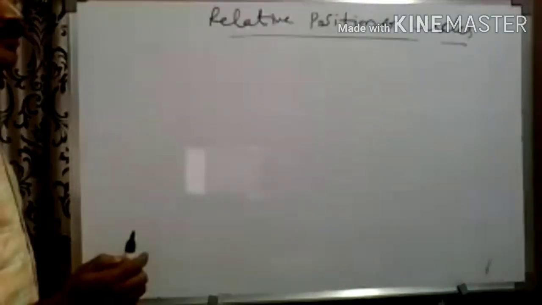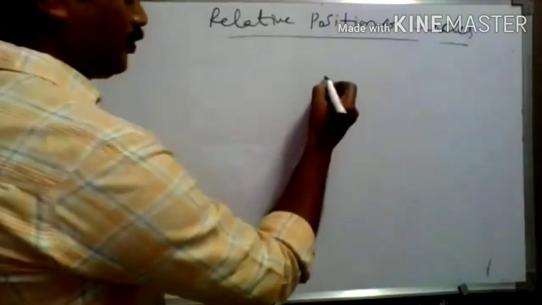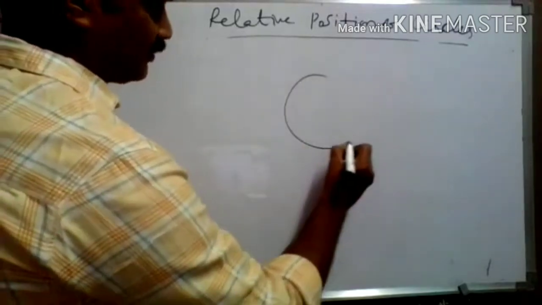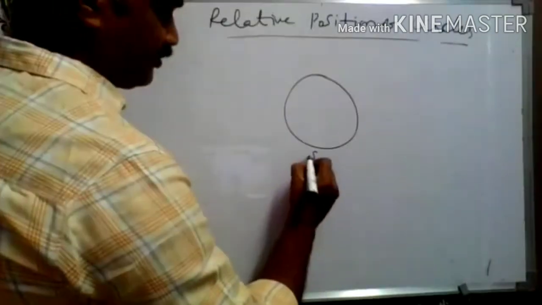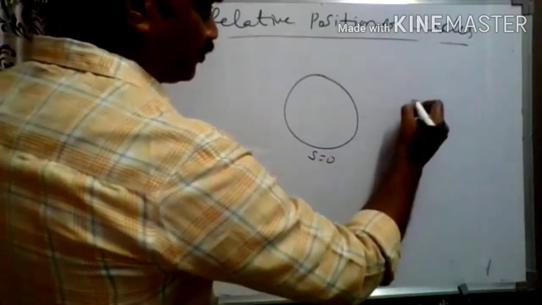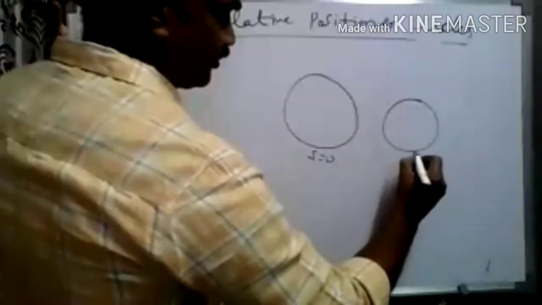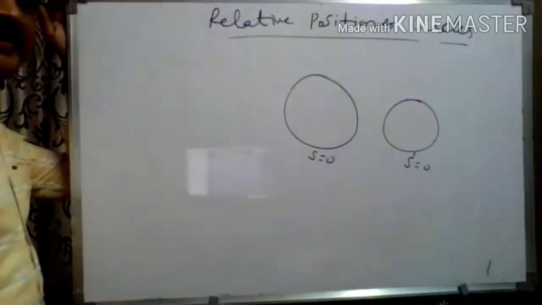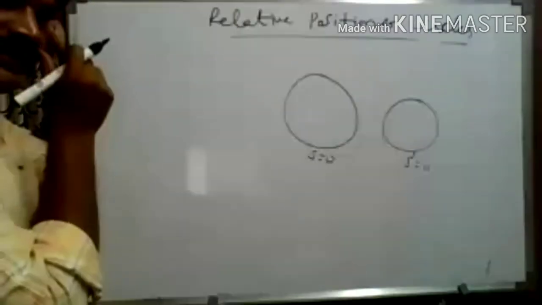So, relative positions of the circles. Suppose the first circle is S equal to 0, and the second circle is S dash equal to 0.